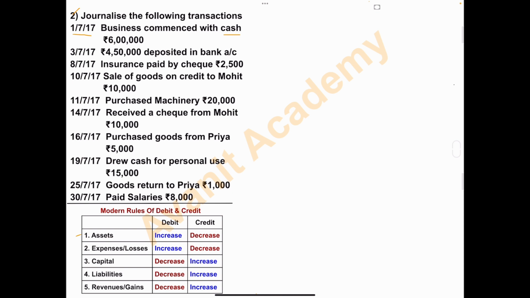ಅರ್ಥ ಆಯ್ತು first transaction? Business commenced with cash rupees 6 lakhs means here the cash account is debited because the cash balance is increased. And the second is the capital account. The value of capital is increased, and as per the rule of capital, increase in capital is to be credited. So the cash account is to be debited and the capital account is to be credited in this first transaction. So let's pass the journal entries in the journal book.